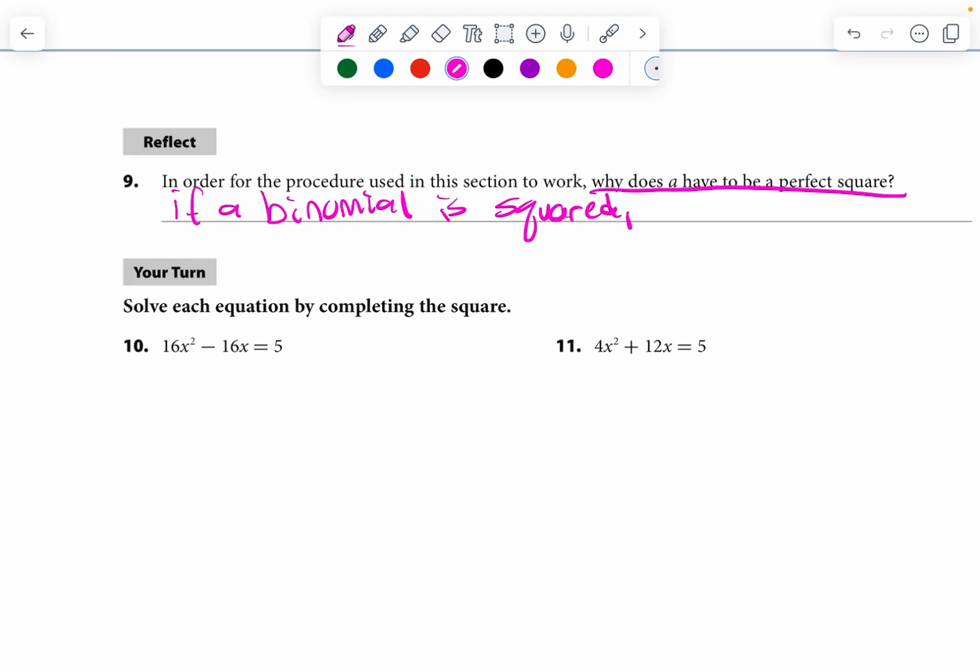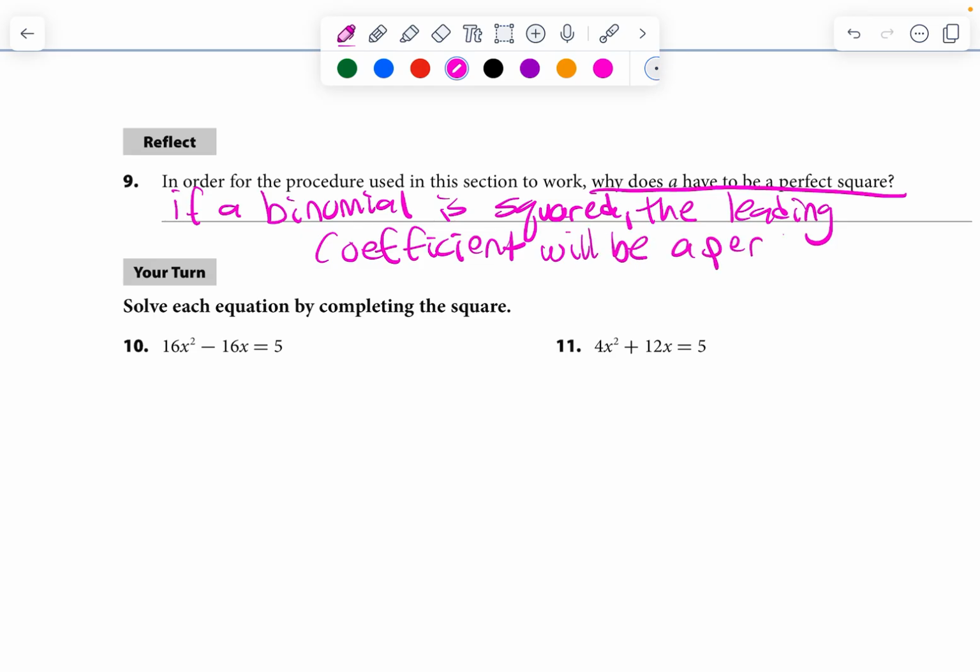the leading coefficient will be a perfect square. The leading coefficient, write it with me, will be a perfect square. So if a binomial is squared, the leading coefficient will also be a perfect square.